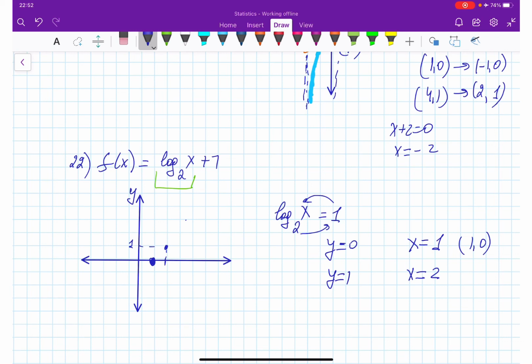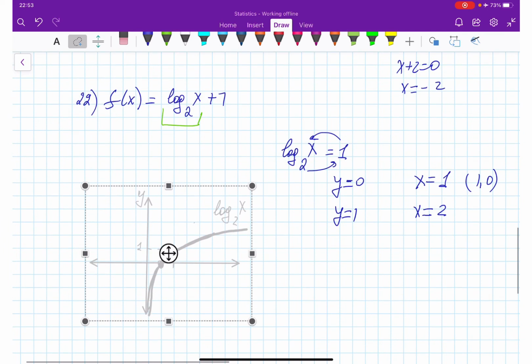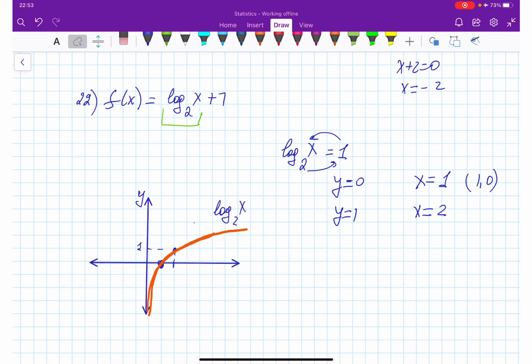Okay, let's build the graph. Okay, so this is logarithm x by base 2. Now we need to shift by 7 up because it's a change of y. I need to be able to move up by 7. Yes? So let's see.